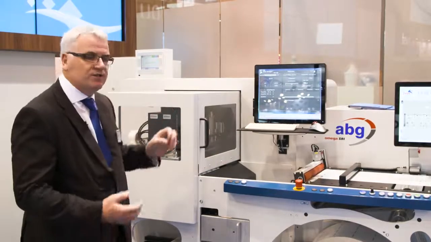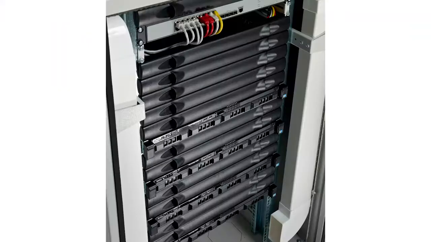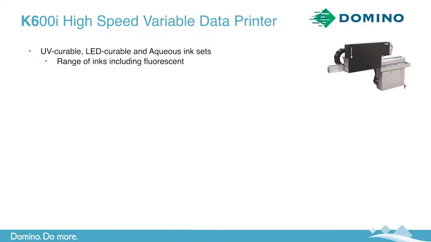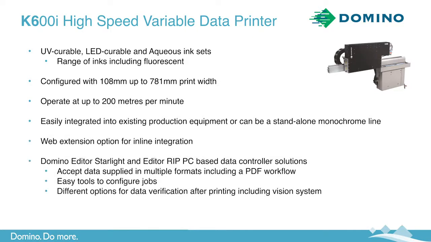Our other controller solution is called the Editor RIP controller, and that's designed for larger systems, wider systems with more complex data requirements, or where customers prefer a PDF workflow. And in those instances, multi-page PDFs are designed and produced offline, sent to the Editor RIP where they're printed. So that's the system we have here today.